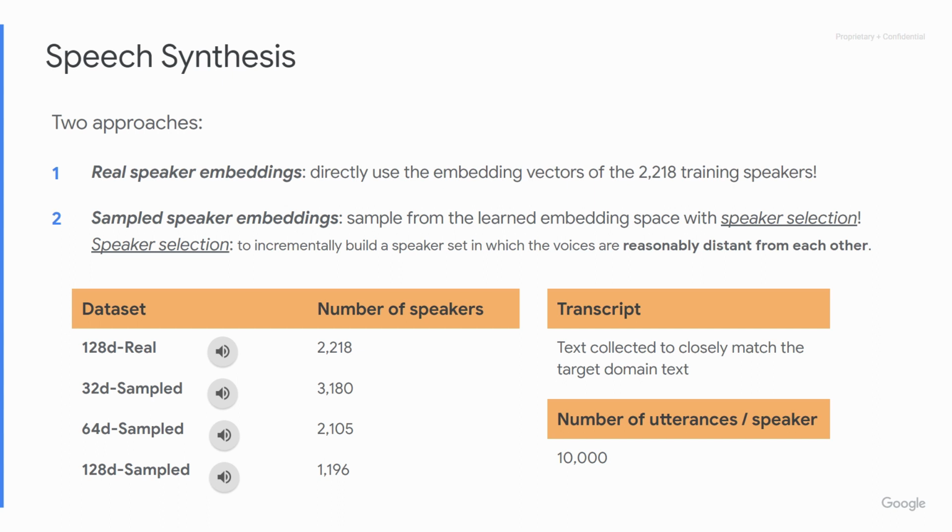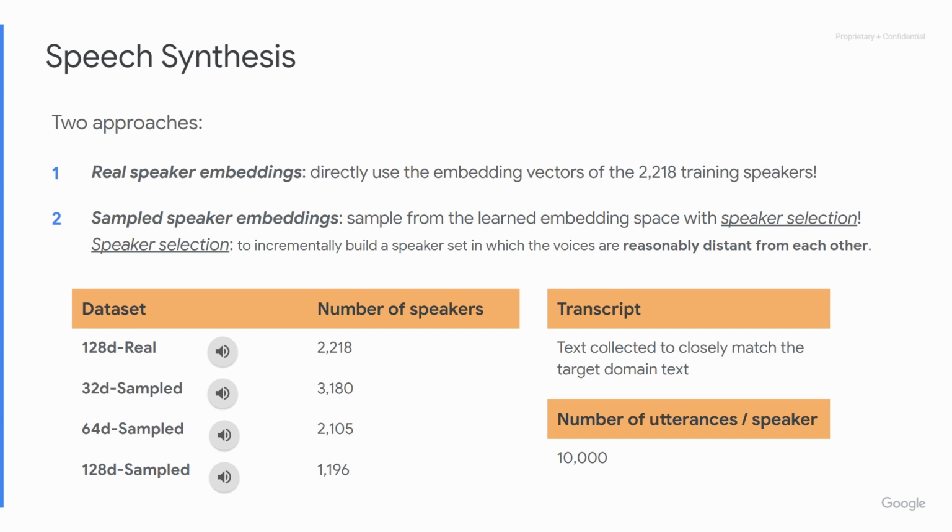With the multi-speaker TTS model trained, we would have two approaches for speech synthesis. The first approach is to directly use the embedding vectors of the training speakers. The speaker embedding vectors we trained originate from real speakers, so we refer to this as real speaker embeddings. And the synthesis is simply based on what we just learned from those real speakers.